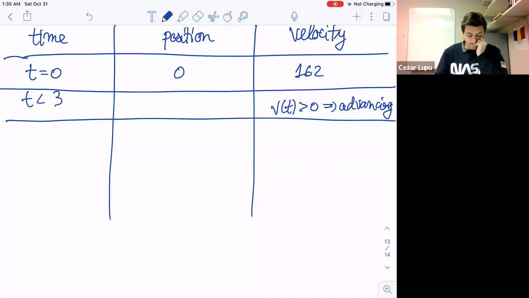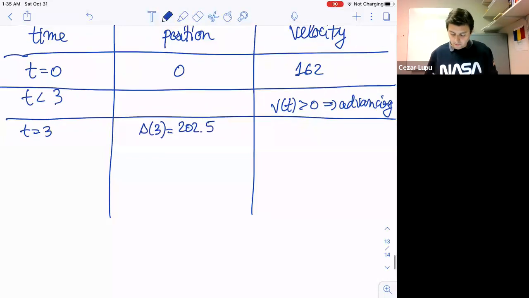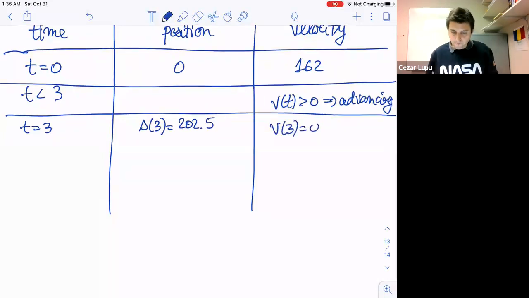So when t equals 3, sorry, right? Okay, so yeah, this is what happens when t equals 3. We have the position with s of 3, right? S of 3 is 202.5, and v of 3 is 0, right?